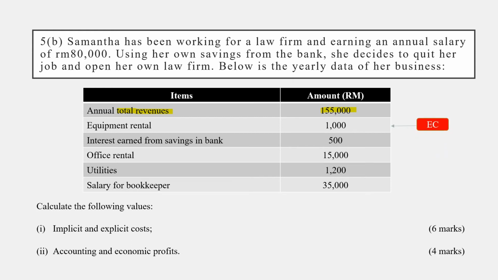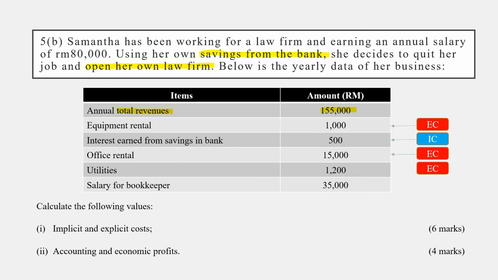The equipment rental 1,000 ringgit is explicit cost. Interest earned from savings in bank 500 ringgit is implicit cost, because she used her own savings from the bank and opened her own law firm. Next, the office rental 15,000 ringgit is explicit cost.